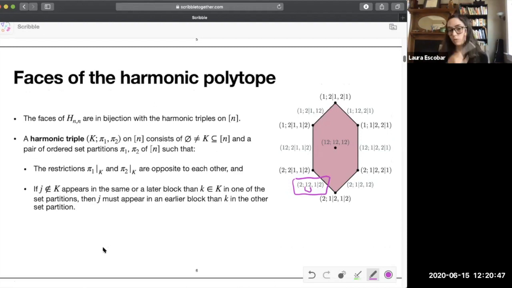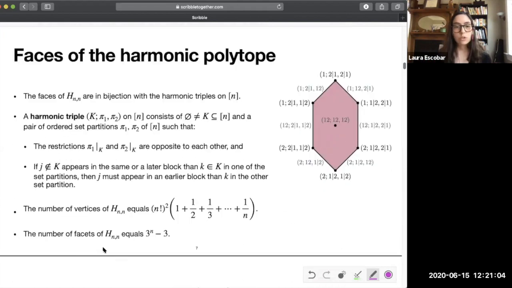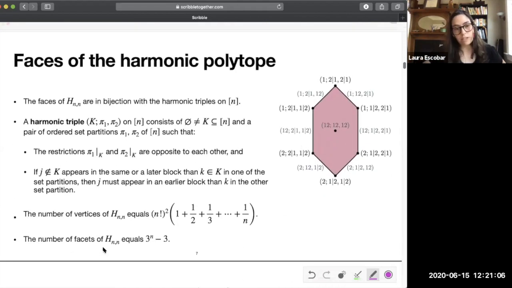And so if you define the harmonic polytope, or the harmonic triples, in that way, here we have all the potential harmonic triples on 2 elements, you will get that you can label the faces of the harmonic polytope in that way. So using that labeling of the faces of the harmonic polytope, we were able to count them.